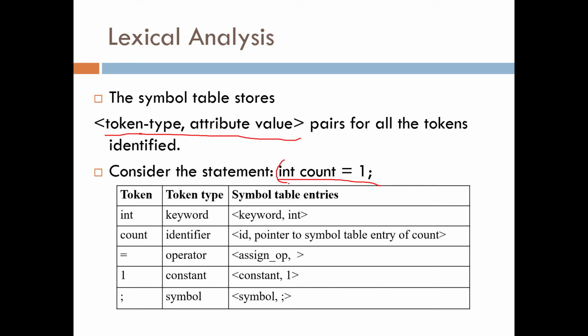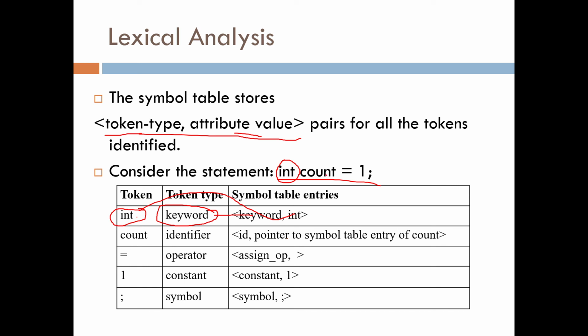Taking the first word, the token here is int. So what type of token is int? It is basically a reserved word or a keyword. Now what will the symbol table entry be? The symbol table entry is token type, so our token type here is keyword, and the attribute value, the actual value of this token, which is int. Okay.